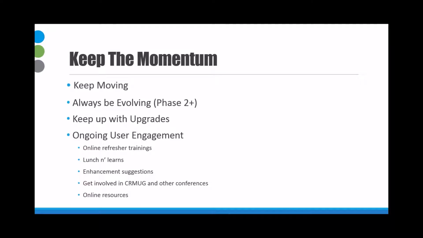So as whichever system that you choose to implement, keep on top of those upgrades and be aware of the new functionality that gets added with each upgrade, because certainly there's going to be things that you can take advantage of to help your productivity and help automating your processes. And then always have ongoing user engagement taking place, whether that's periodic online refresher training. Right after go live, this commonly happens, but certainly it's something that can be continued.